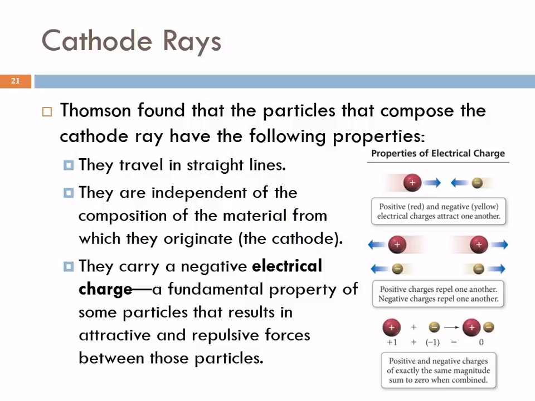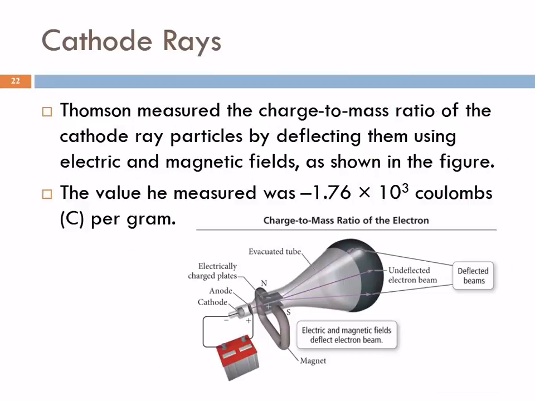The other thing about electrical charges is they have magnitude, and if you have a +1 charge and a -1 charge and you let them get attracted to each other and stick together, then this resulting combination here has no overall electrical charge because they cancel out. So these cathode rays were particles that have negative charges.